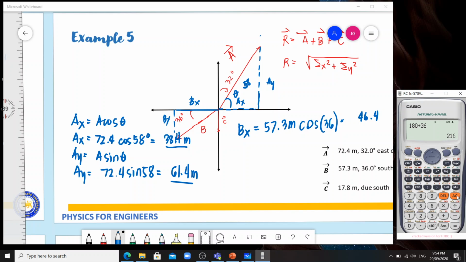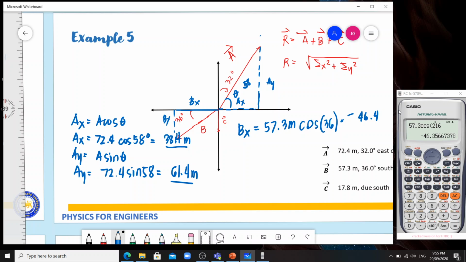Tingnan mo ha, 216 dapat. So, 57.3 cosine 216 is negative 46.4, di ba? So, pwedeng lagyan na lang natin ng negative, kung aware ka, kung always kang aware doon sa signs ng components mo. Pero kung ayaw mong malito, pwedeng ang gawin mo, yung angle niya dapat ay reference to the positive x-axis. So, i-add mo. Ito nga, isang ikot niya or the straight angle is 180 plus 36, 216, para mag-negative yung sagot mo.